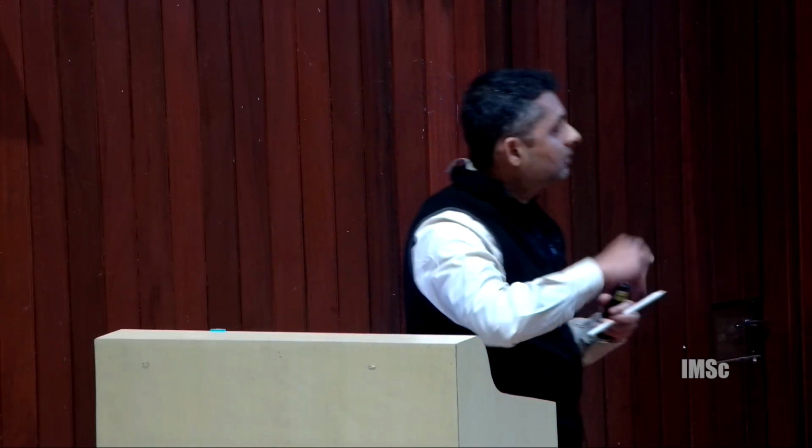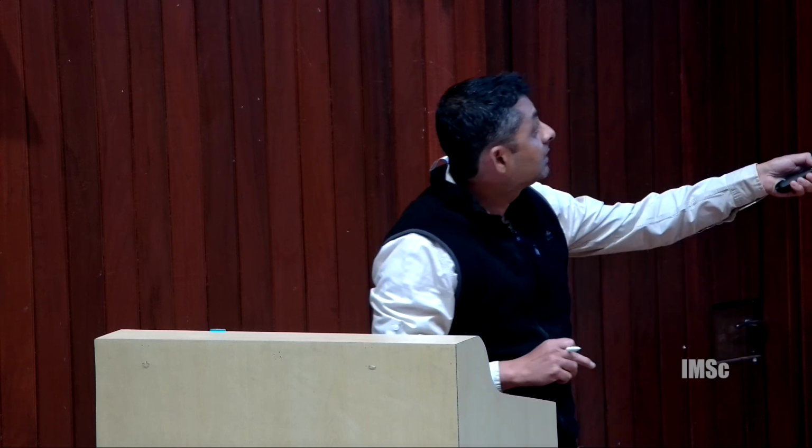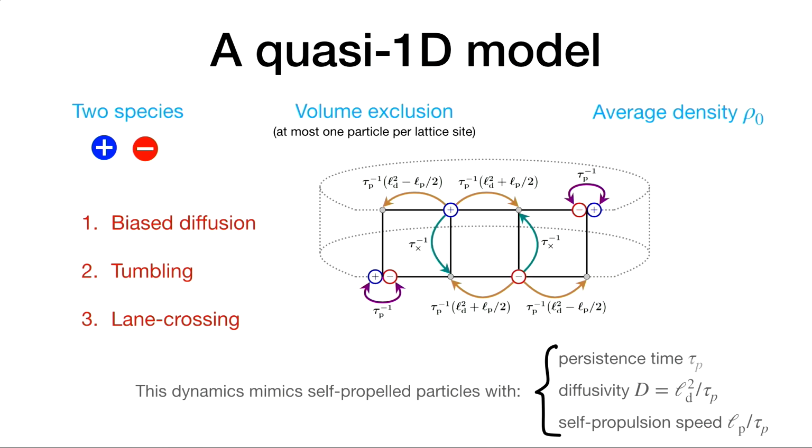Same question. So lane crossing means what? This particle can either move on its lane, or it can jump to the next lane. Physically there are two lanes, and they are connected. So it's just a lattice, basically a two-lane ladder.